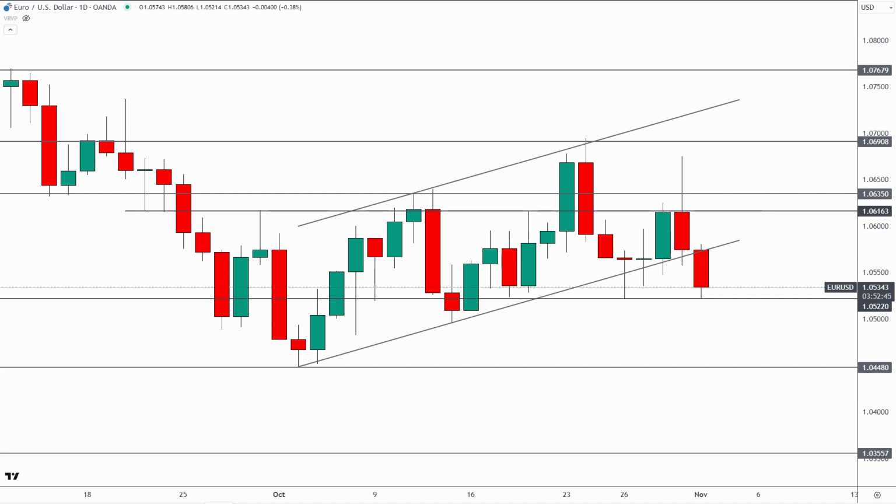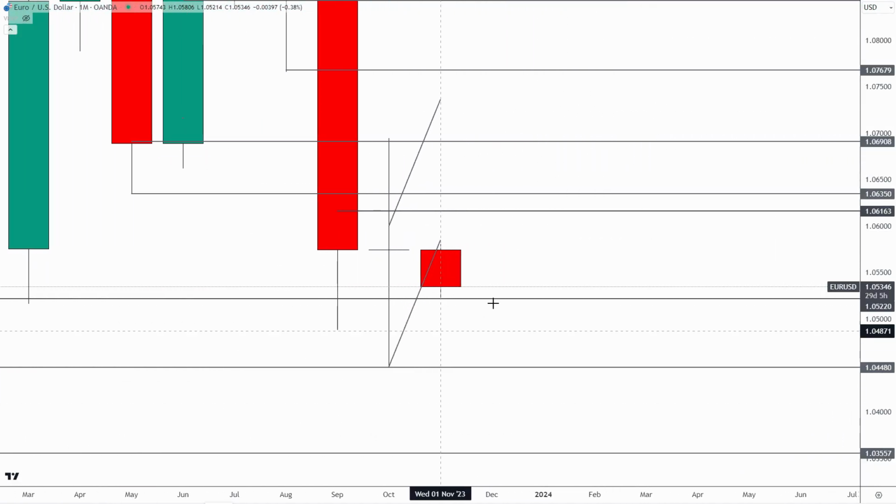Now, one thing that I do want to show you too here is the monthly chart, because we did have the month of October just wrap up.